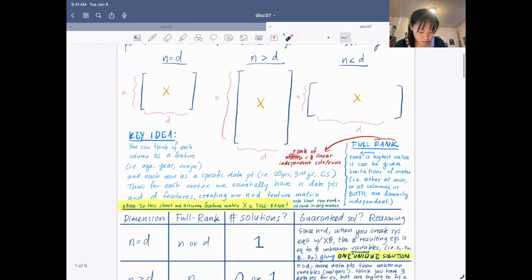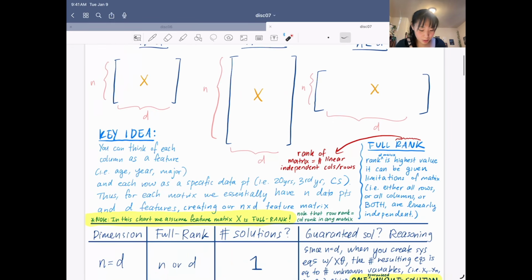So when we talk about the rank of a matrix, we're talking about the number of linearly independent columns or rows. It doesn't matter. The number of linearly independent columns in a matrix is always equal to the number of linearly independent rows in that matrix. So that's what the rank means. When we say a matrix is full rank, that means the rank of the matrix is the highest it can be given the limitations of the matrix, AKA the number of linearly independent columns or rows is the maximum it can be given we have an n times d matrix.